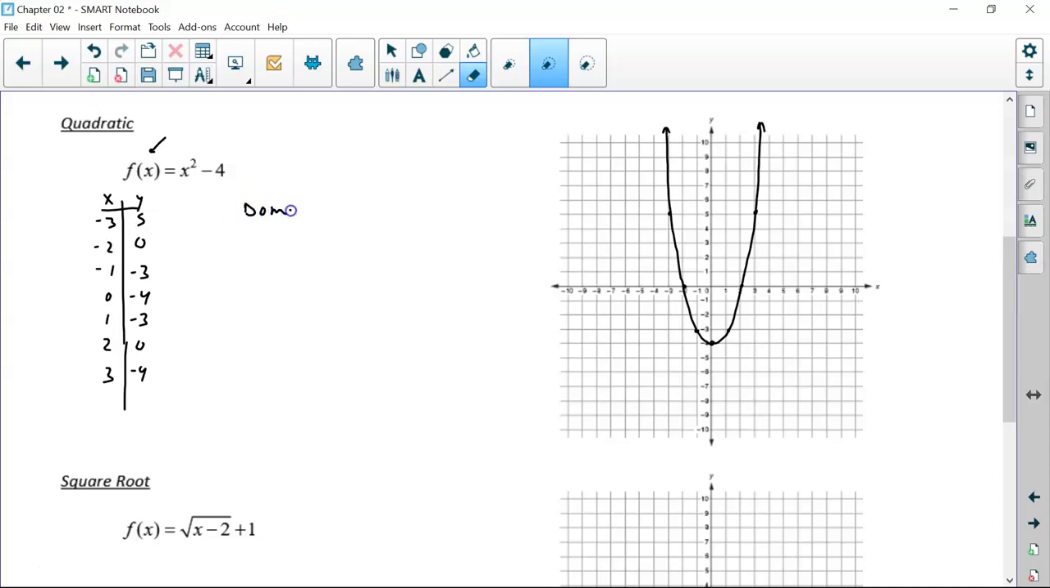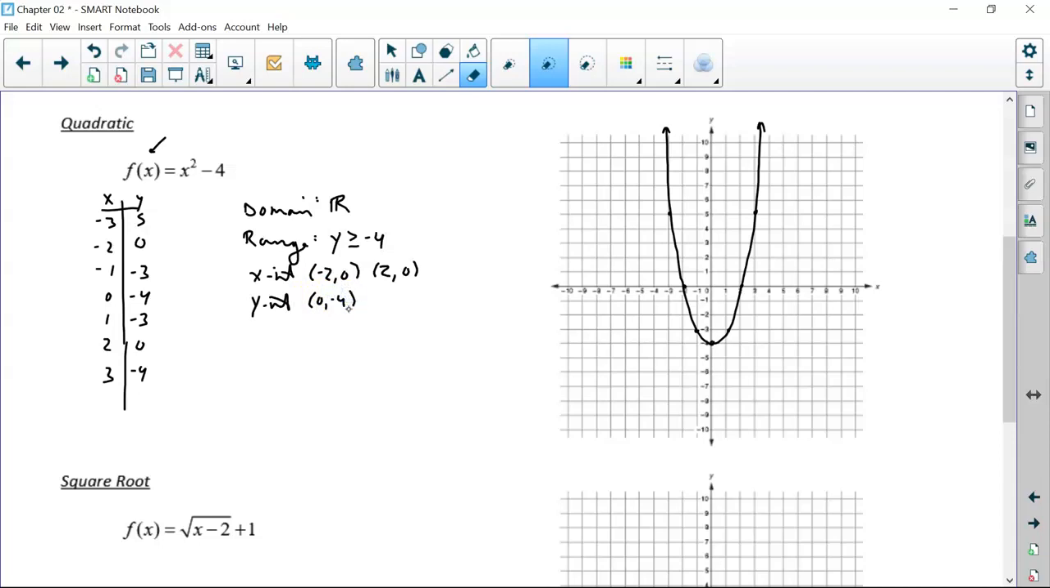Our domain goes all the way left and all the way right. It's all real numbers. Our range, though, we start at -4 and go up. So y is greater than or equal to -4, and that's because we reach -4. Our intercepts, if we look at the table or at the graph, we can see our x-intercepts. Remember, x-intercept is when y is 0. So we're at -2, 0, and +2, 0 for our x-intercepts. And our y-intercept, when x is 0, we're at 0, -4.